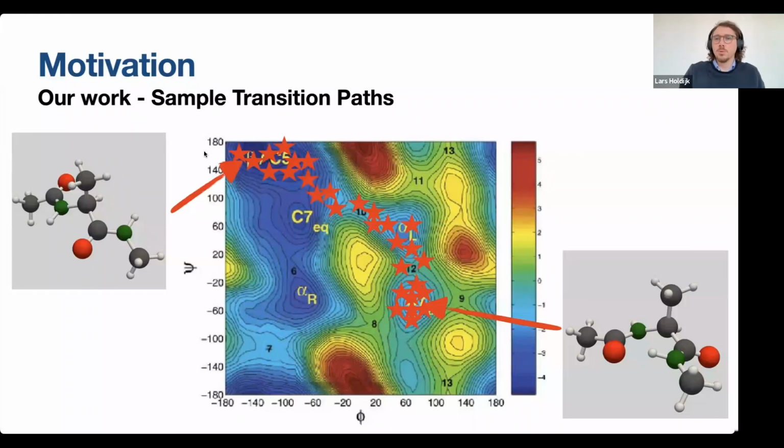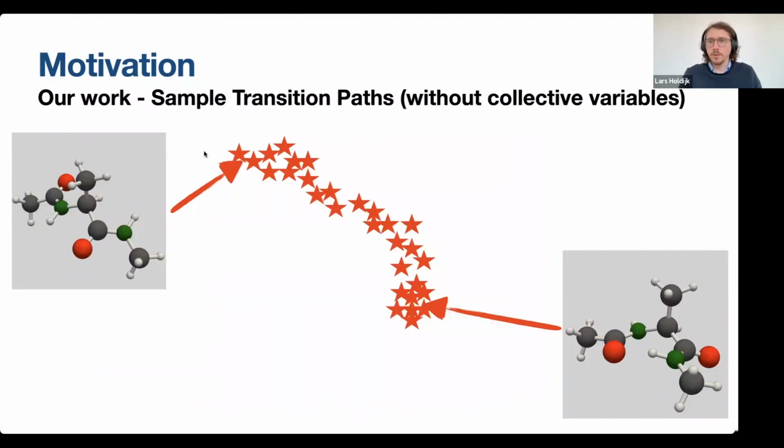However, this does require some prior knowledge about how this transformation happens, and we don't want to use this within the method that we're going to propose. So we want to get rid of these collective variables. And so that's the motivation of the work.